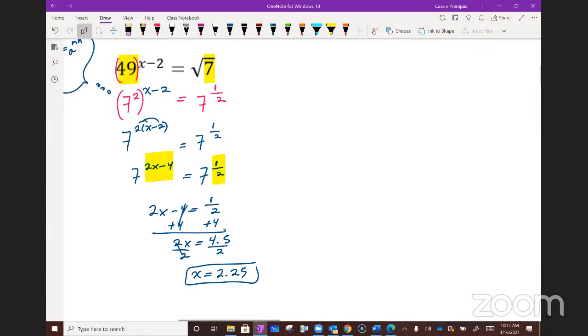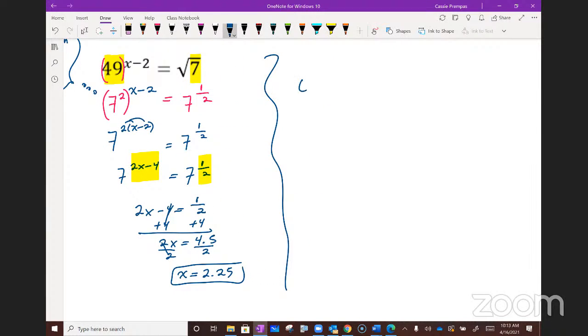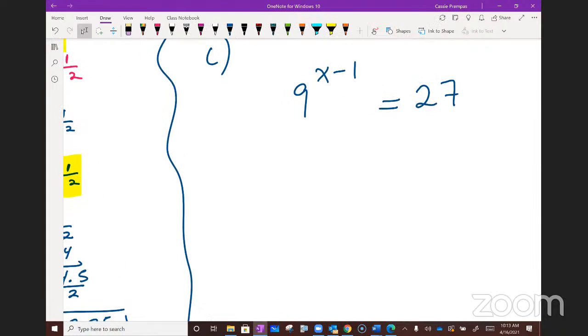And then guys, I want to give you one more to try on your own. So think of this as like a letter C. If I give you 9 to the x minus 1 is equal to 27. See if you can try that one. 9 to the x minus 1 is equal to 27. I'm going to do a quick walk around, see if we're kind of starting in the right place.